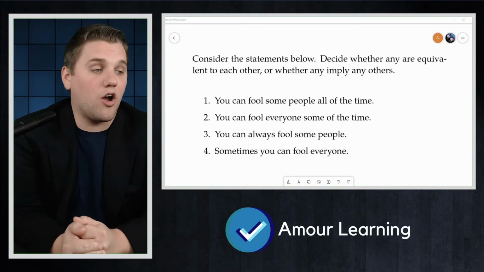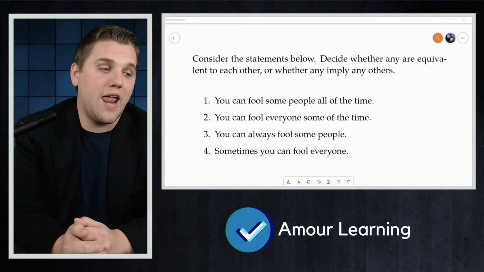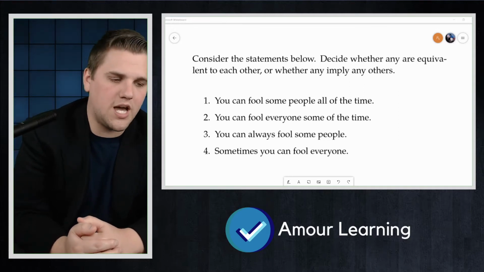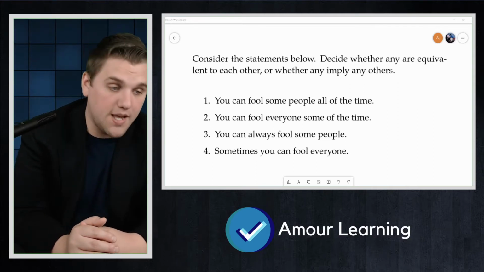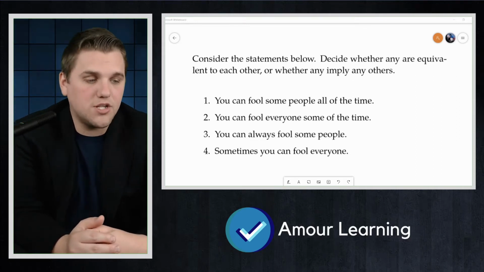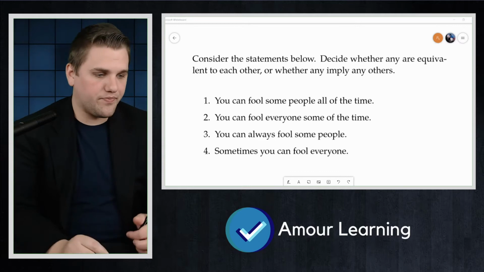Consider the statements below. Decide whether any are equivalent to each other or whether any imply any others. So, one: you can fool some of the people all the time. Two: you can fool everyone some of the time. Three: you can always fool some people. And four: sometimes you can fool everyone.